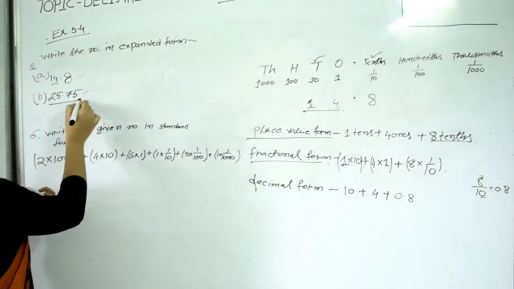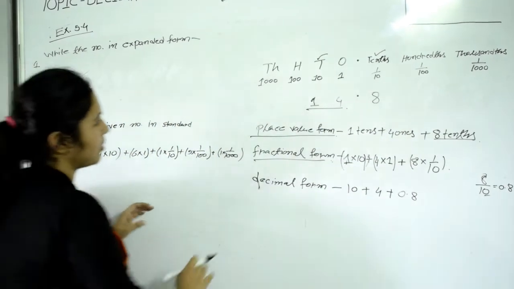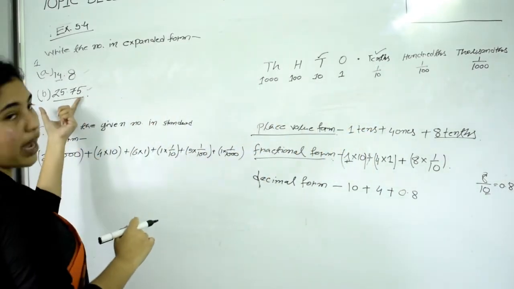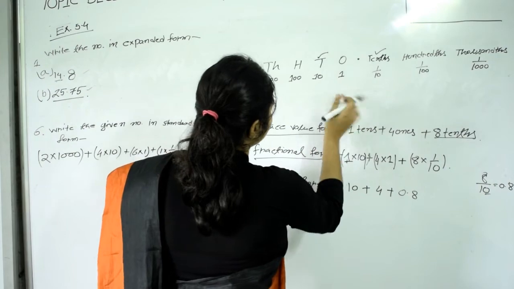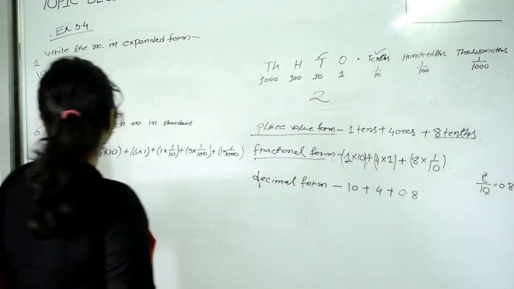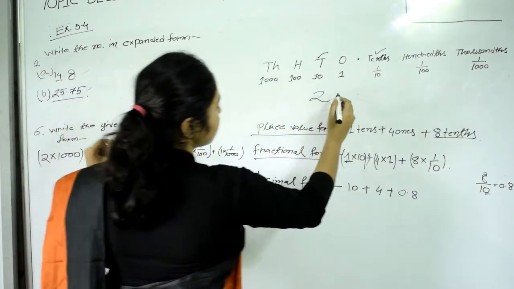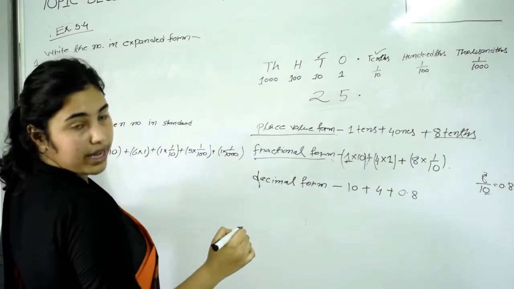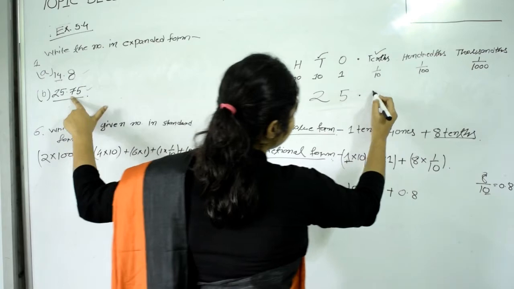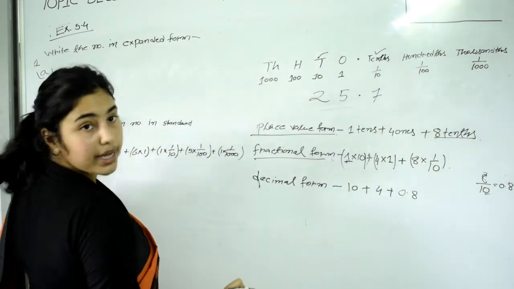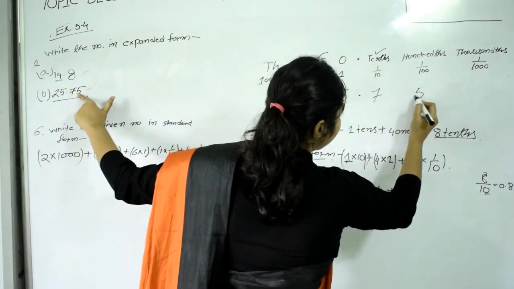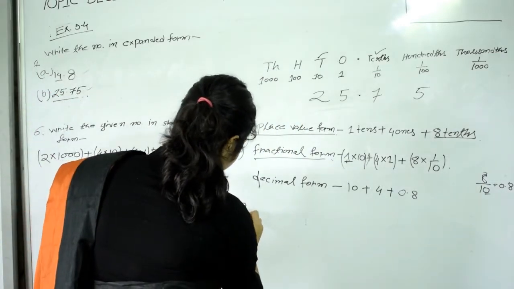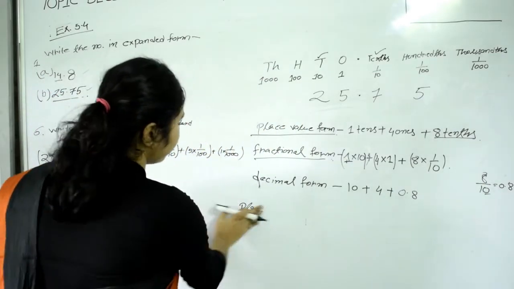Next, 25.75. Again put this number 25.75. So 25, which means 2 tens, 5 ones, 0.75, which means 7 in the 10th place and 5 in the hundredths place. Okay. Now the place value form.